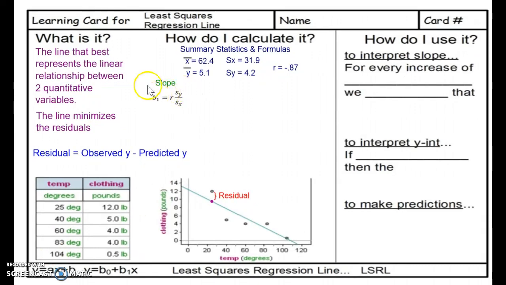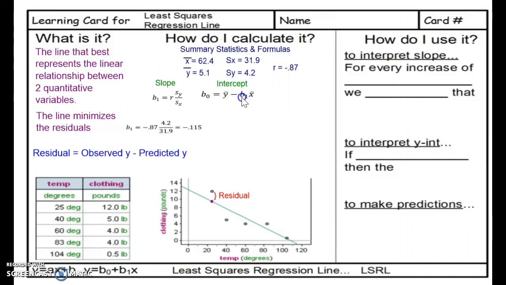So here's the formula for slope. It's B sub 1 equals R, your correlation coefficient, times the standard deviation of Y over the standard deviation of X. And when we plug all of that in, our correlation gets plugged in here, the two standard deviations here, and then our slope ends up being negative 0.115. And that does match up. It's a negative relationship here, so this slope should be negative. Now, the second thing we need to find is our intercept, our y-intercept.